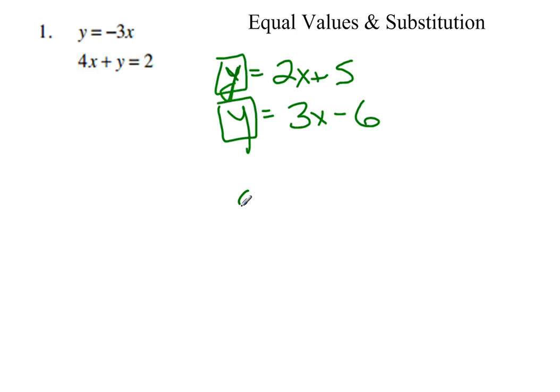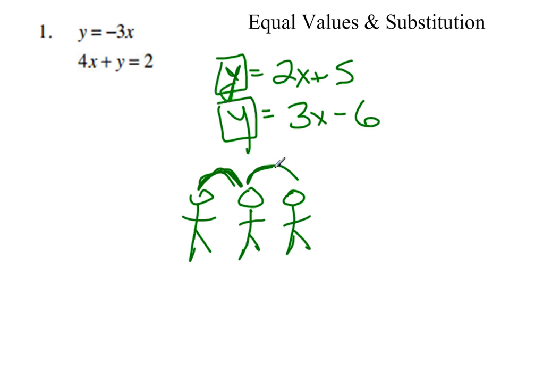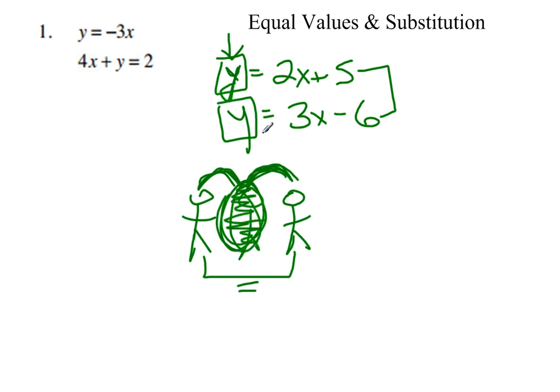My example in class was I had three people of the same height basically. I said these two people are equal in height, and these two people are equal in height. So I can bypass this middle person and just say the first person and the third person are equal in height. This middle person right here is the y. This person equals y, this person equals y. Well, if they both equal the same height, they must both equal each other. So that's what we're going to do with equal values.